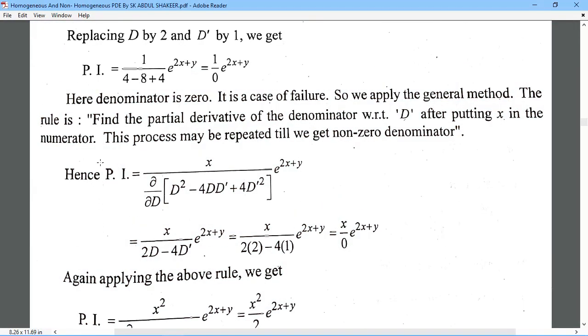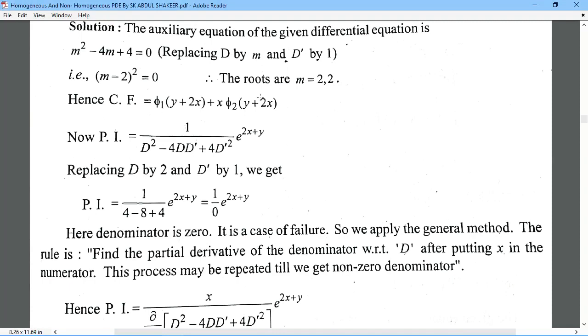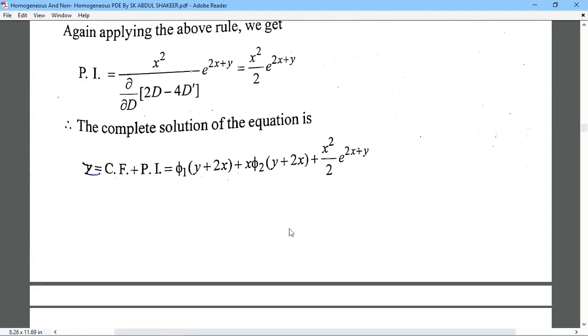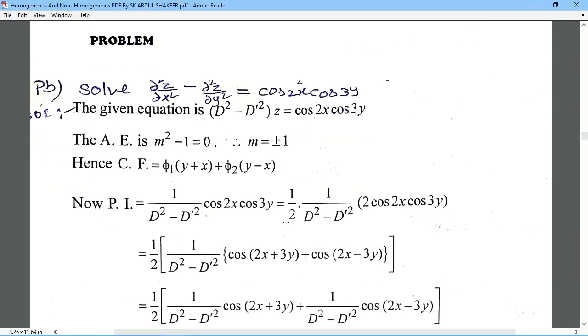So hence the complete solution is obtained by just adding these two solutions, that is the complementary function and particular integral. It is the required complete solution.